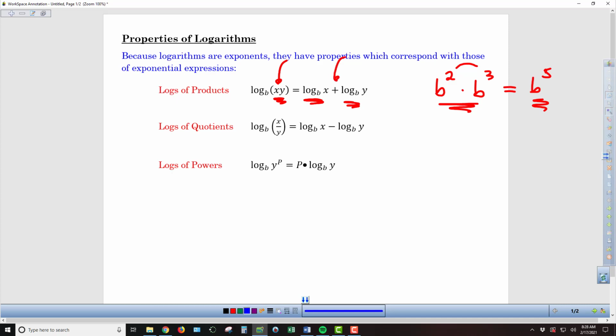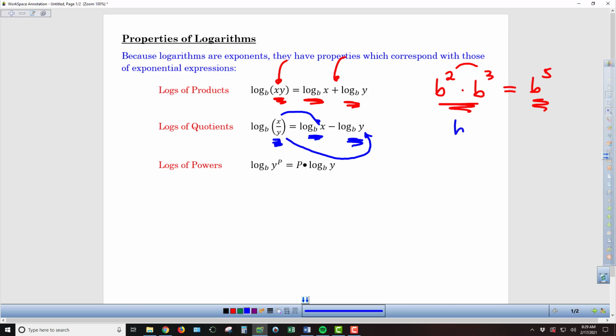And then similarly, log of quotients. If I'm taking the log of two things that are being divided, so x over y in this case, I can separate it into the difference of those two logarithms, with whatever's in the numerator going first, and then whatever's in the denominator is going to be subtracted.